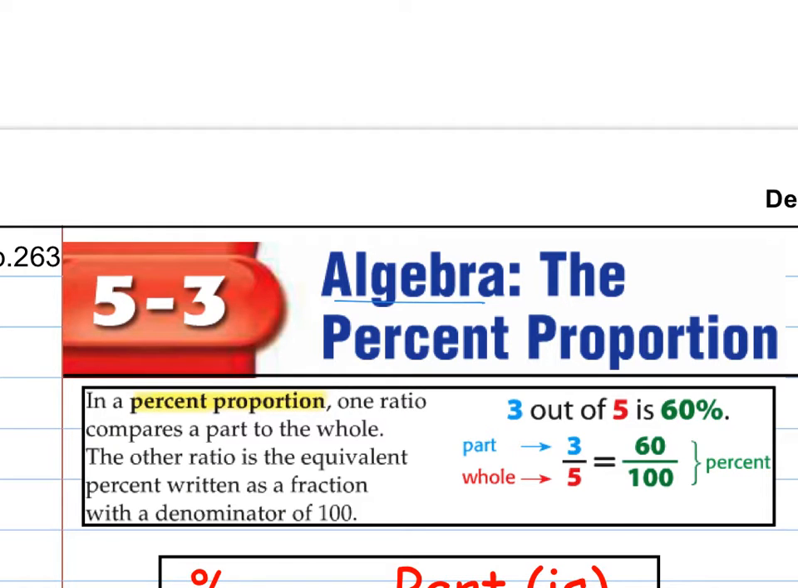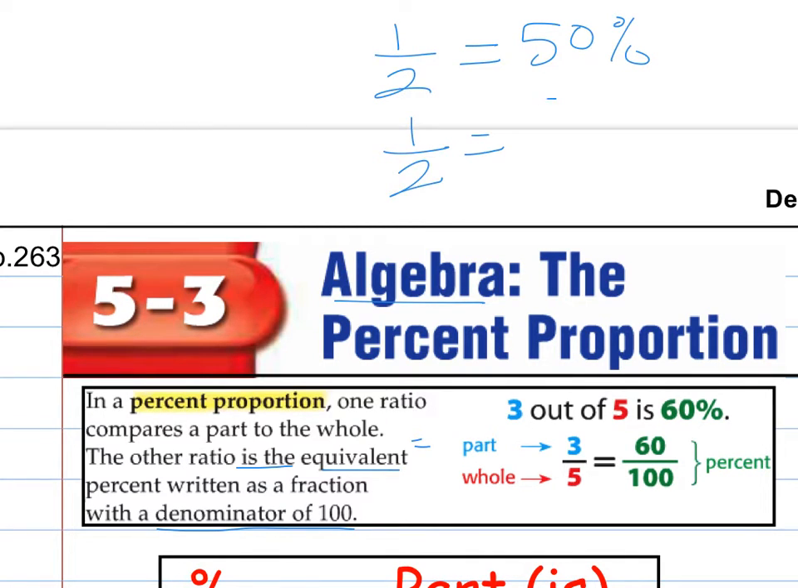In a percent proportion, one ratio compares a part to a whole, and the other is an equivalent or equal percent to that ratio as a fraction written with a denominator of 100. So it's really just saying, I know that 1/2 is the same as 50%, but instead of writing that as 50%, I write it as 1/2 is equal to 50 out of 100. 50 is 1/2 of 100, and 1 is 1/2 of 2.